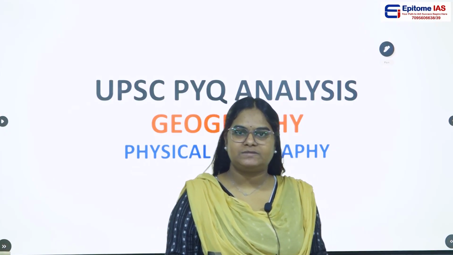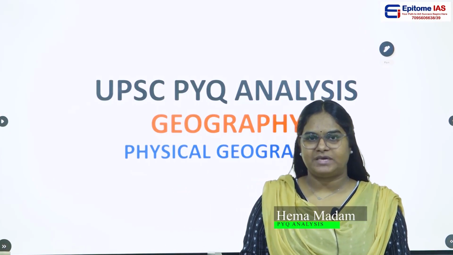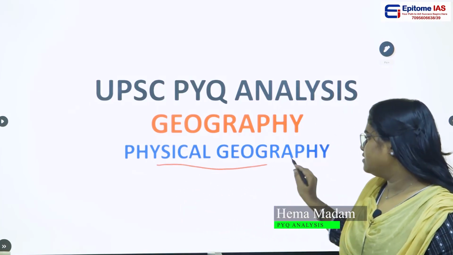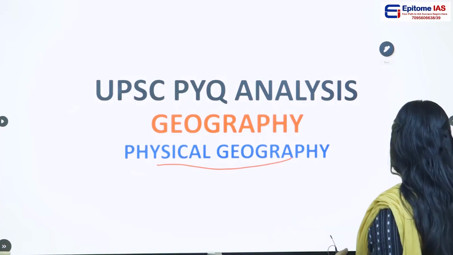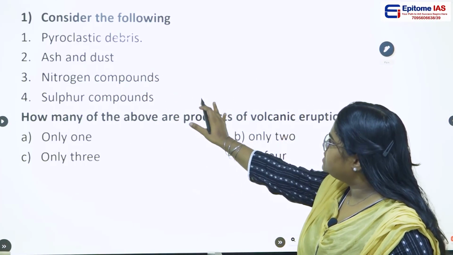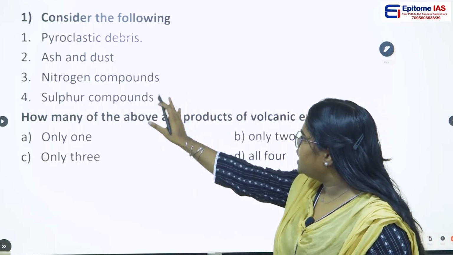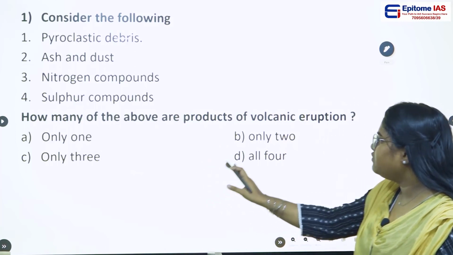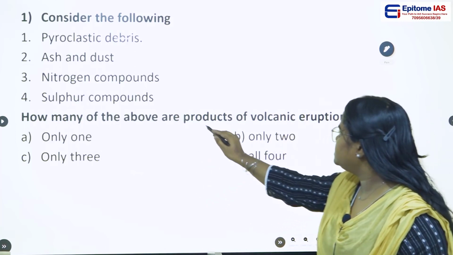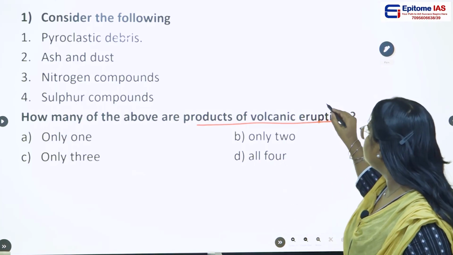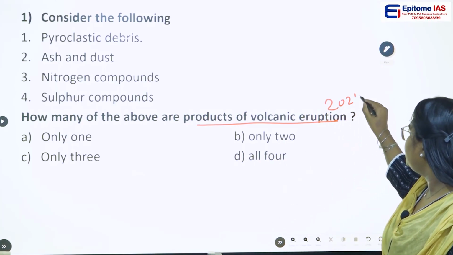So we are doing this PYQ analysis of UPSC Prelims. So today's topic is Physical Geography. So the first question is, consider the following: pyroclastic debris, ash and dust, nitrogen compounds, sulfur compounds. How many of the above are products of volcanic eruptions? So if you see, this question was asked in 2024.